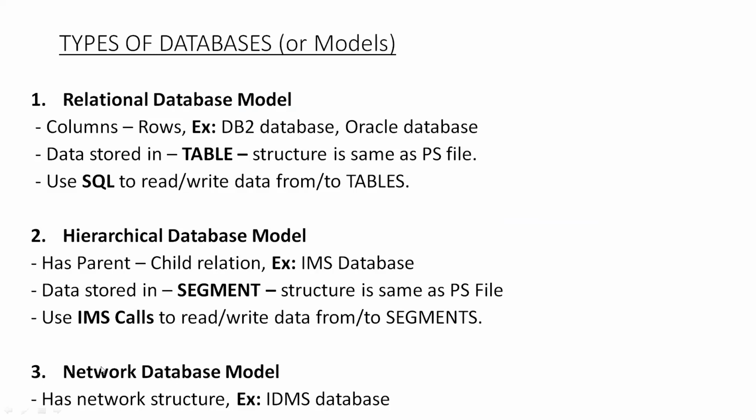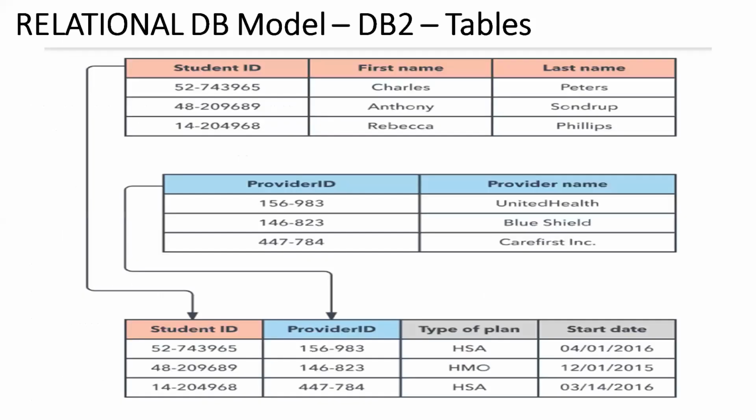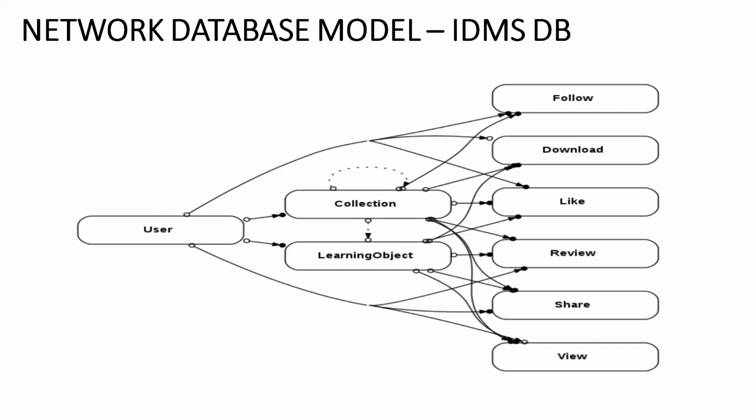Then the last one we have is the network database model. This is very rare. I saw one or two people who were working on an IDMS database. IDMS is an example of this network database model. IDMS means Integrated Database Management System. Sorry, this is IDMS, not IMS. Okay, IDMS only.